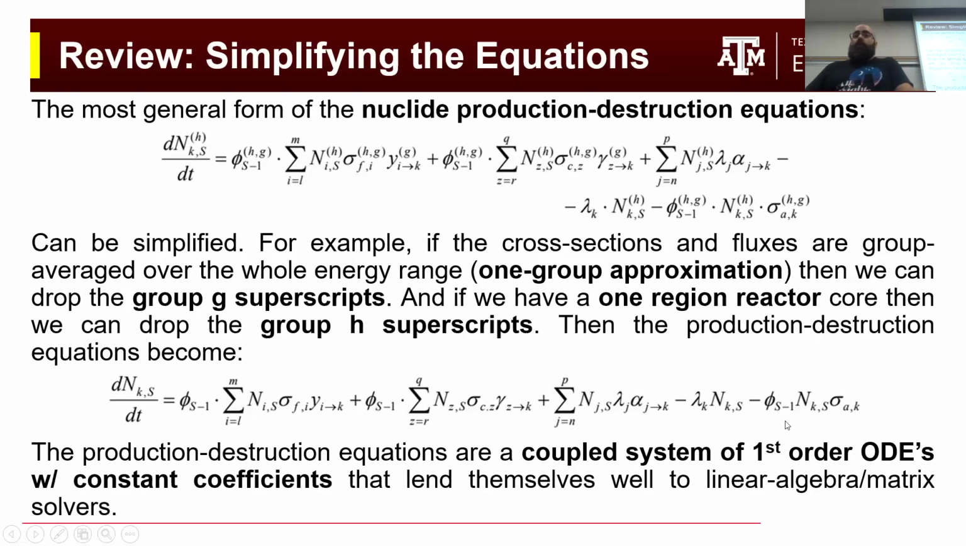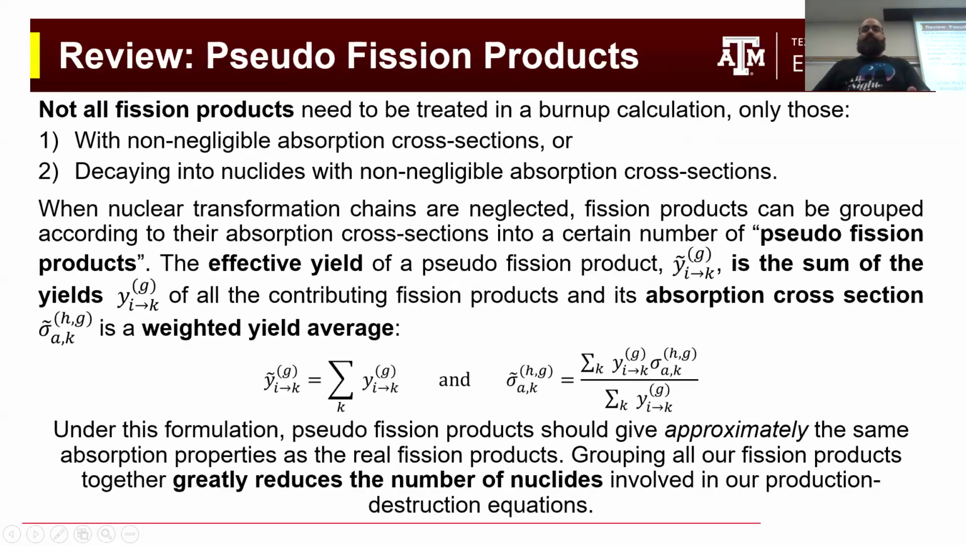And so what these equations are is a coupled set of first order differential equations with constant coefficients. And they're coupled because the nuclide K that we're keeping track of ends up depending on all of these other nuclide concentrations. The concentrations of my fissile nuclides would be Ni, the concentrations of my transmuting nuclides would be Nz, and then the concentrations of our decaying nuclides would be Nj. And so that was kind of the starting equations that we have.